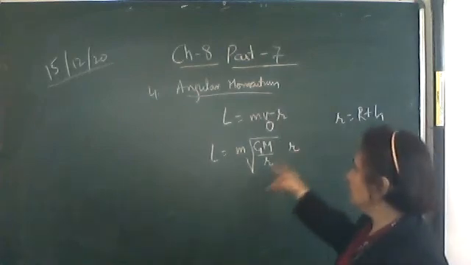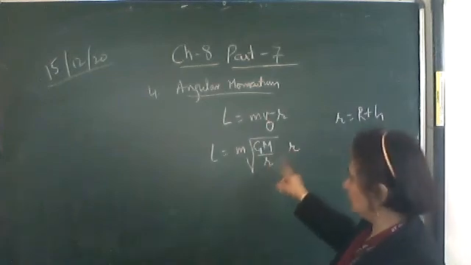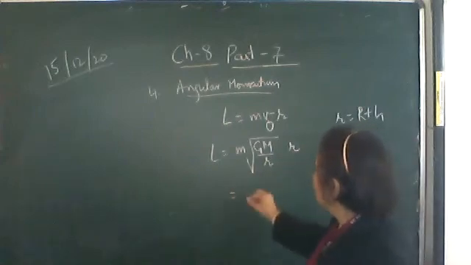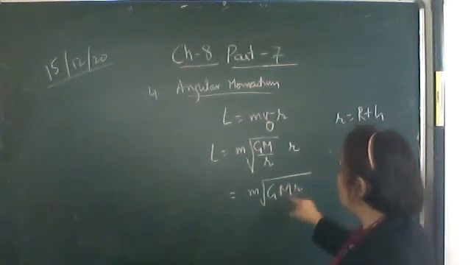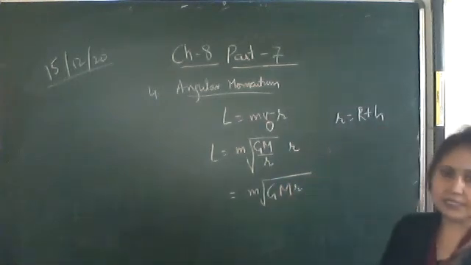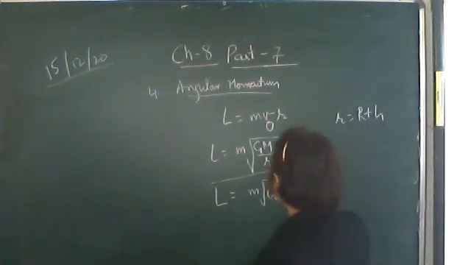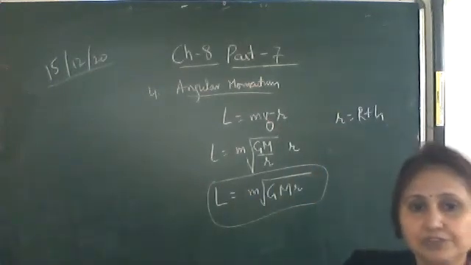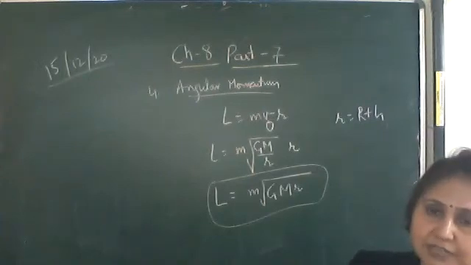So it can be written as r raised to the power half in the denominator, r raised to the power 1 in the numerator. So under root GM upon r, under root GM into r is the expression, where small r is equal to R plus h. Or you can find it in terms of small g also. Capital GM is equal to g into R square. That is the expression of the angular momentum.